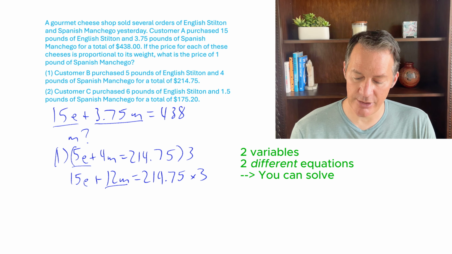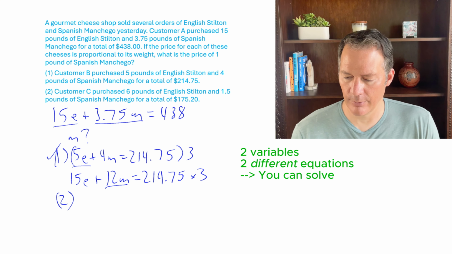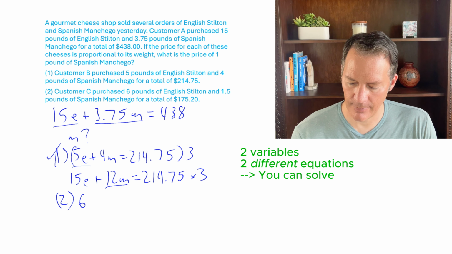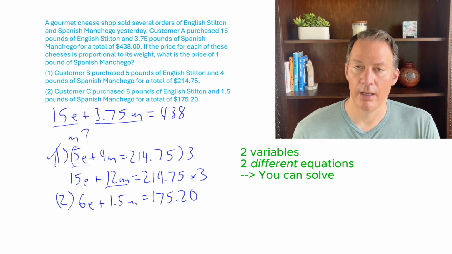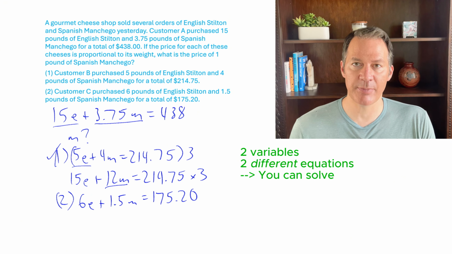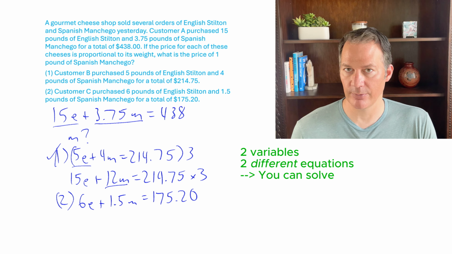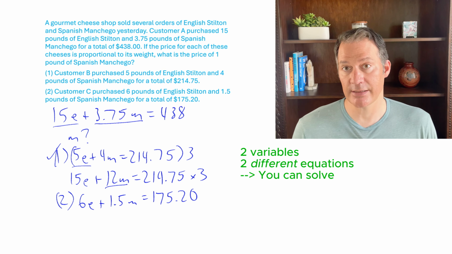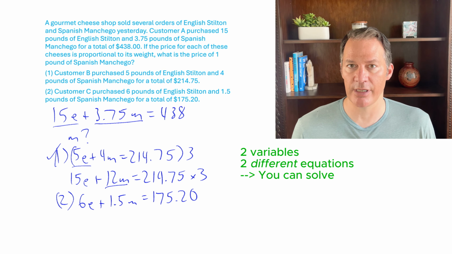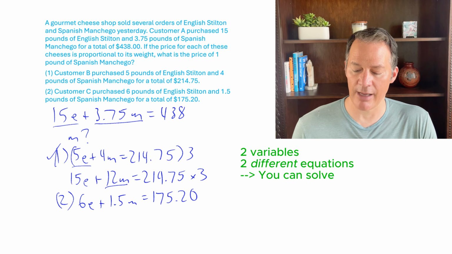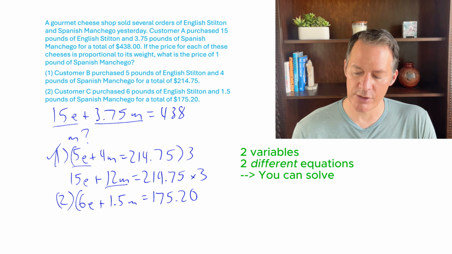So let's look at statement 2 now. So we have 6e plus 1.5m equals 175.20. And so now when you compare, you have 6 pounds of E versus 15 pounds in the original, right? So we can think 6 times 2 is 12, and then half of 6 is 3. So really 15 is just 2.5 times 6. So we can multiply this whole thing by 2.5.